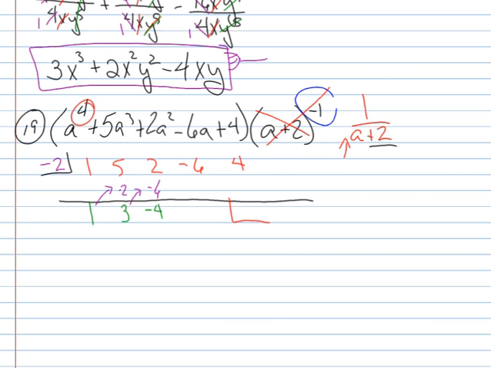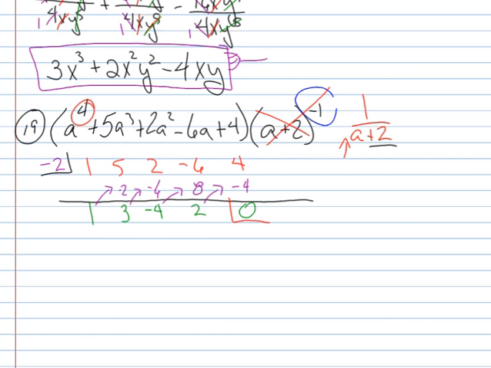And then I multiply. Negative 2 times negative 4 is a positive 8. And then I add. Negative 6 plus 8 is 2. And then I multiply. Negative 2 times a positive 2 is a negative 4. And then I add. No remainder.